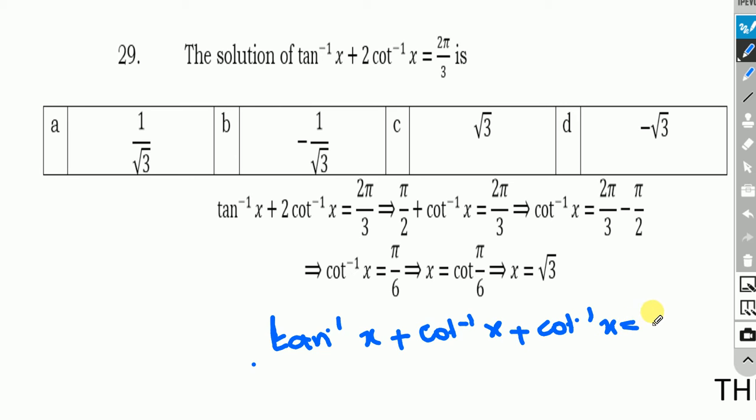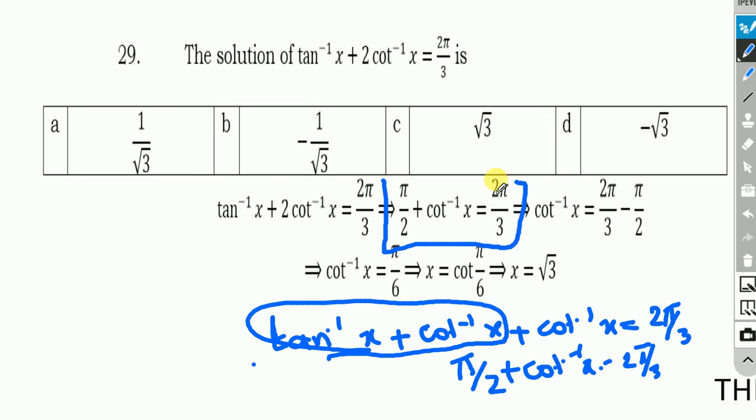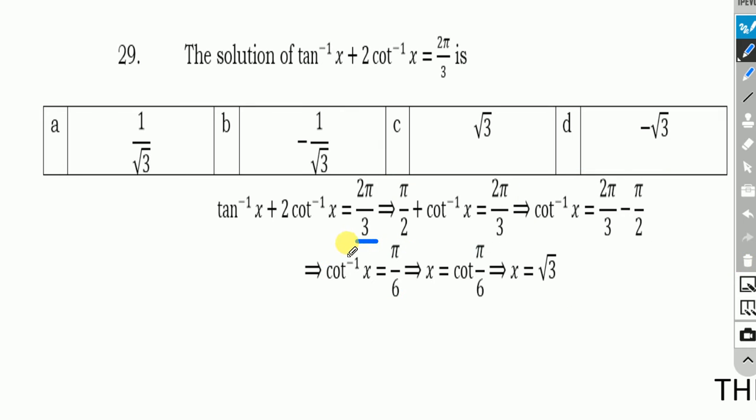Now tan inverse x plus cot inverse x is pi by 2. So we have pi by 2 plus cot inverse x is equal to 2 pi by 3. Therefore cot inverse x is 2 pi by 3 minus pi by 2, that is 120 minus 90, which is 30 degrees. So cot inverse x is pi by 6, or x is equal to cot pi by 6, which is nothing but root 3. Option C is the right answer in this case.